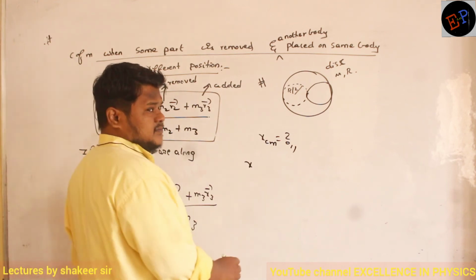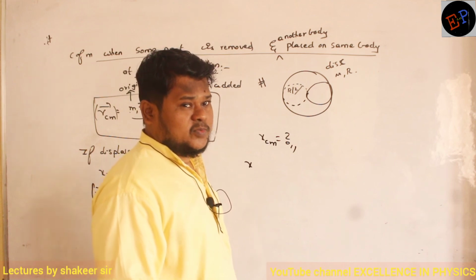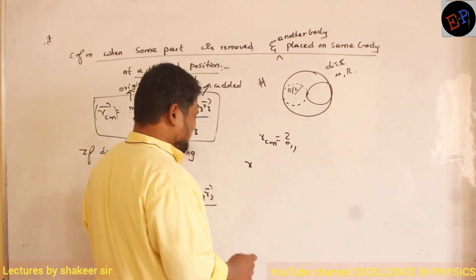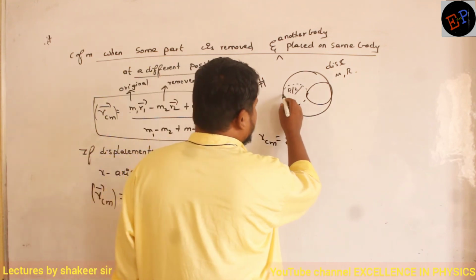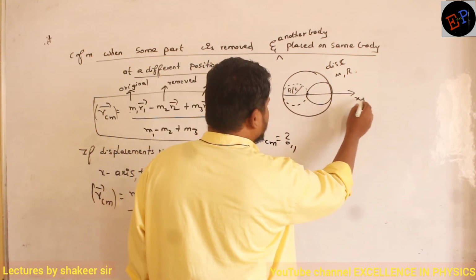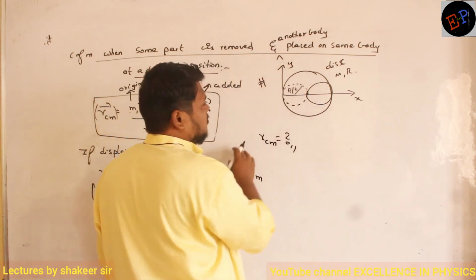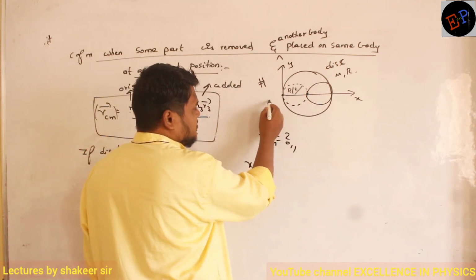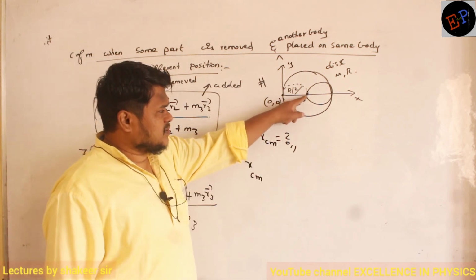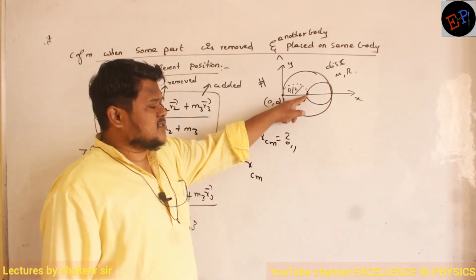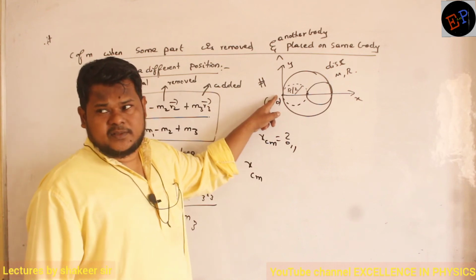So let us see. All the values are positive values only, so I am taking scalars. This is my x-axis and this is my y-axis. And this is the reference which I am taking as 0, 0. Understood now? You can take a reference from the middle also, you can take a reference here also. I am taking here.